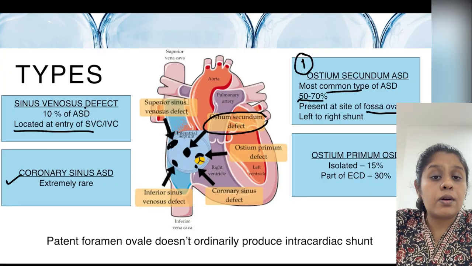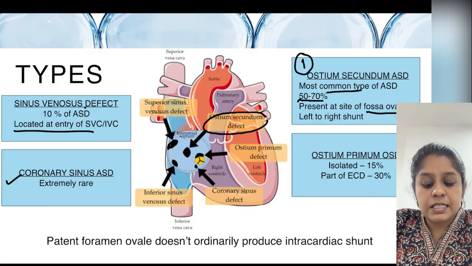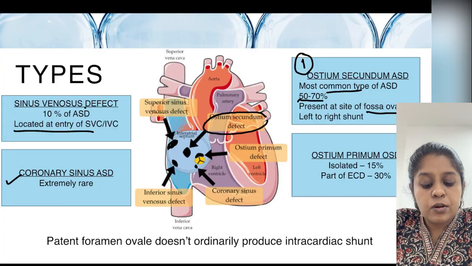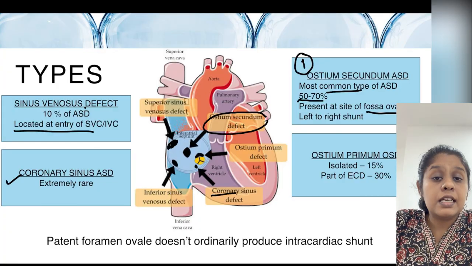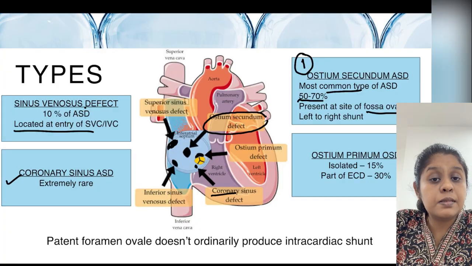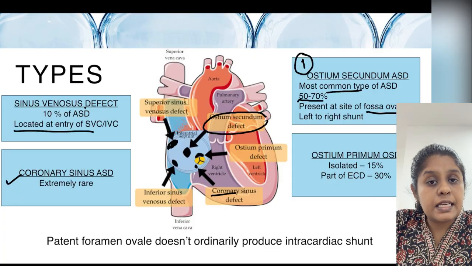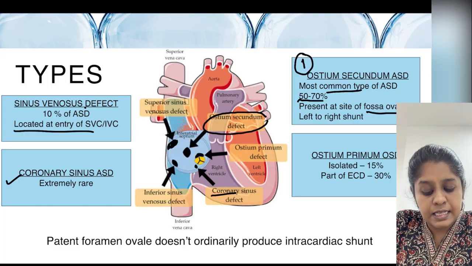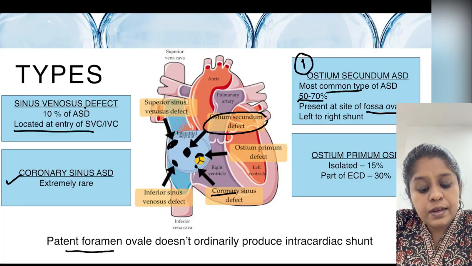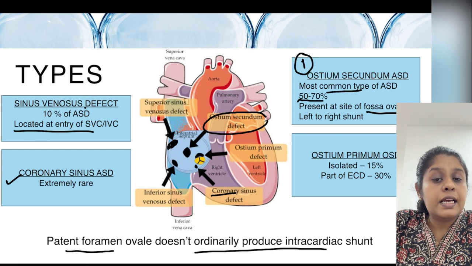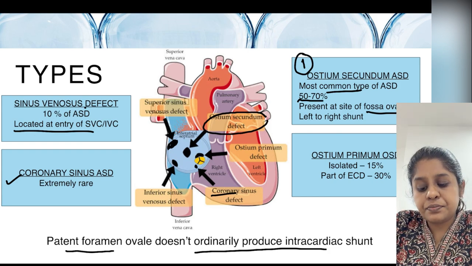Then comes the coronary sinus ASD, which is an extremely rare form. This is the coronary sinus defect. So we have 4 types: ostium secundum ASD, ostium primum ASD, sinus venosus ASD, and coronary sinus ASD. Patent foramen ovale doesn't ordinarily produce an intracardiac shunt.